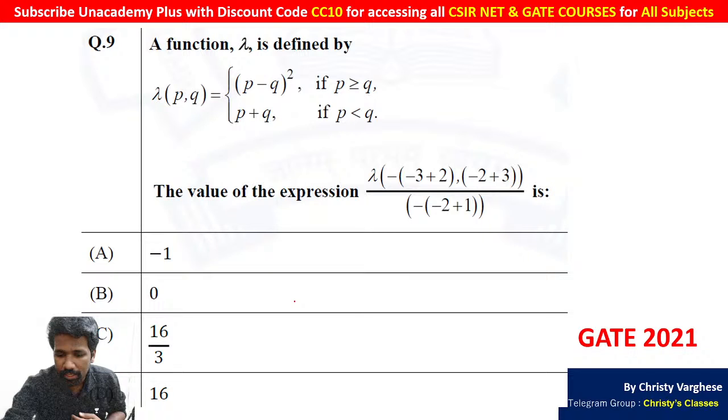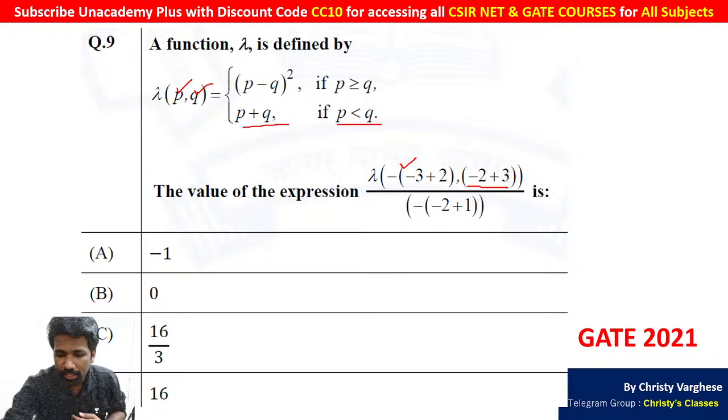The function lambda is relations and functions, which you have learned in school days. Same idea itself, a basic question only. A function lambda is defined by lambda(p, q) equal to (p minus q) the whole square if p is greater than or equal to q, and p plus q if p is less than q. Only after knowing whether p is less than q or greater than q can you apply this. P means the first number, q means the second number.